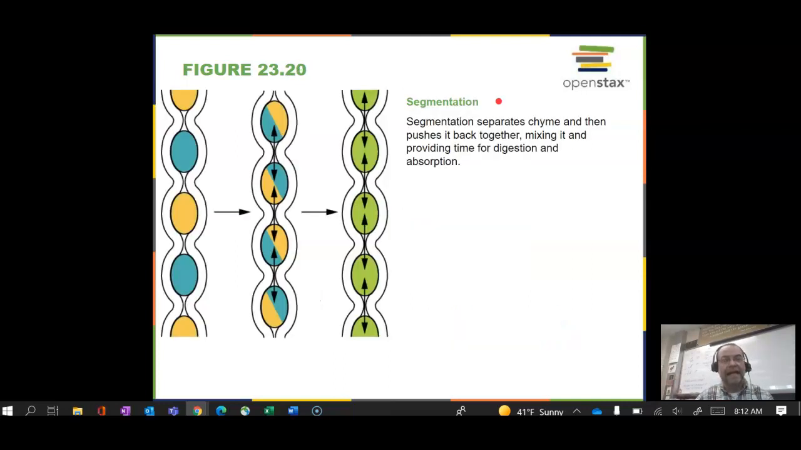Okay? And meanwhile, there's what we call segmentation going on. Segmentation is literally the mixing of the liquid chyme, the food and the digestive juices, up and down, back and forth over time in the digestive system.